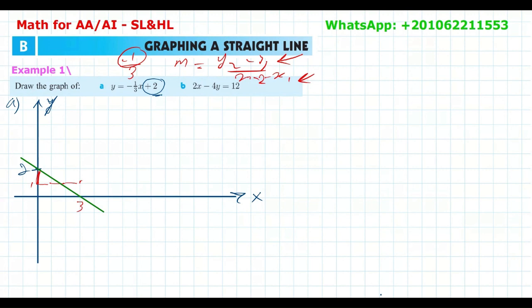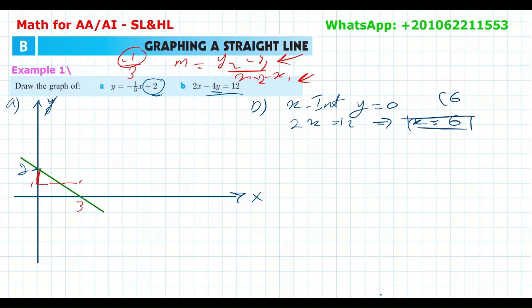What about question B? Question B, you notice that this is the standard form. Then question B, finding the x-intercept by putting y equals 0. Then when y equals 0, you're gonna cancel this term. After that, 2x equals 12. That leads us to x equals 6. This is the first point, which is 6 and 0.